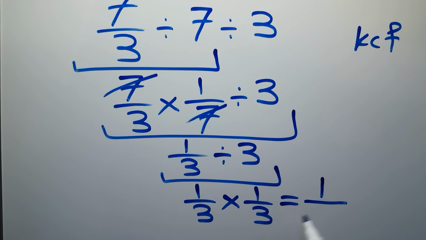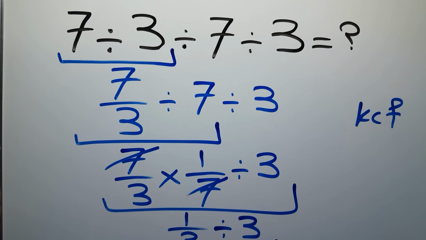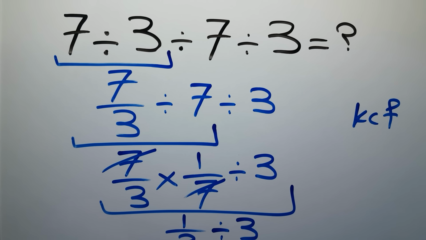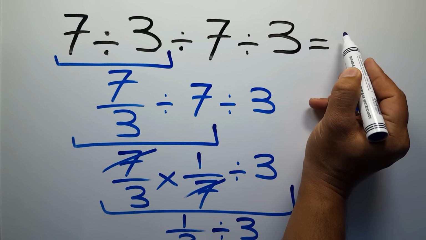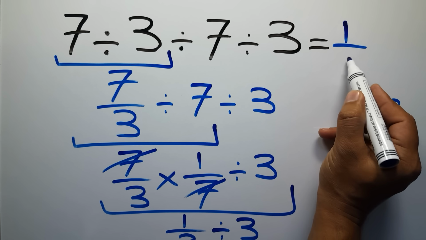which equals 1 times 1 gives us 1. And 3 times 3 equals 9. So 1 over 9. And this is our final answer to this problem. The correct answer is 1 over 9.